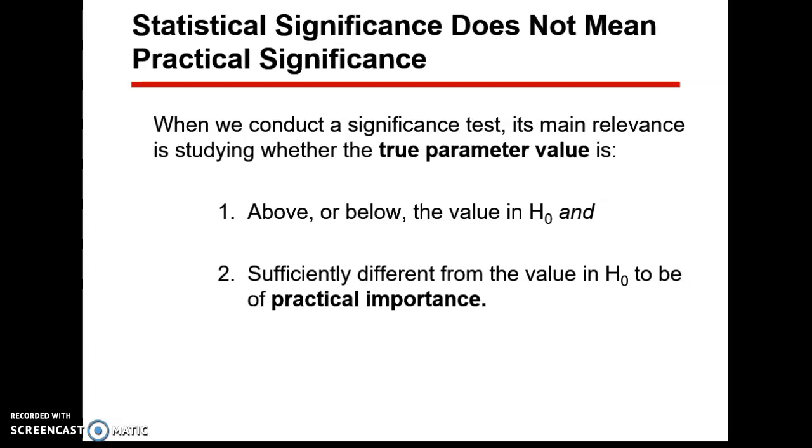When we conduct a significance test, we're trying to figure out whether the true parameter value is above or below the value in the null hypothesis. Remember, we assumed that was true. We didn't say it was true. And the second thing is whether the true parameter value is sufficiently different from the value in the null hypothesis to be of practical importance. So those can be two different things.